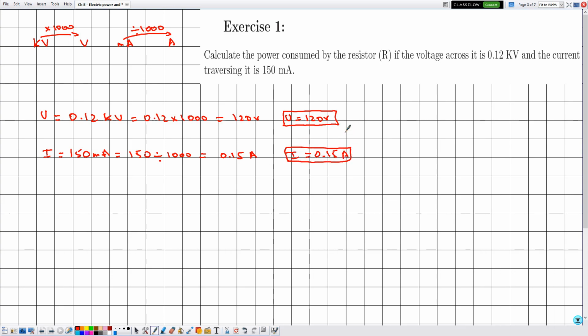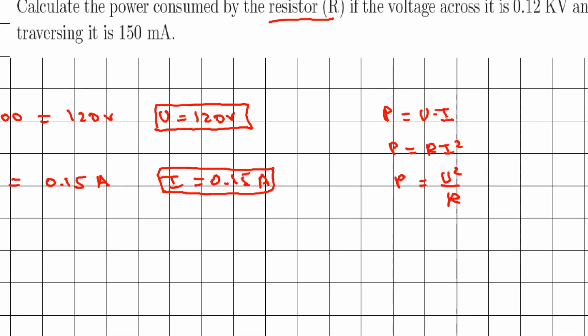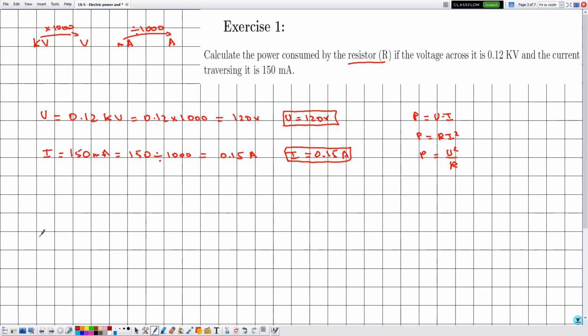Now here, because they are telling us to calculate the electric power consumed by the resistor R, the electric component is a resistor, then we have three forms of electric power, and they are given by P is equal to U multiplied by I, P is equal to Ri square, and P is equal to U square divided by R. So which one will we use? This depends on the given. They gave me the voltage and the current, so we will use the first form because we don't know the resistance. Then P is equal to U multiplied by I.